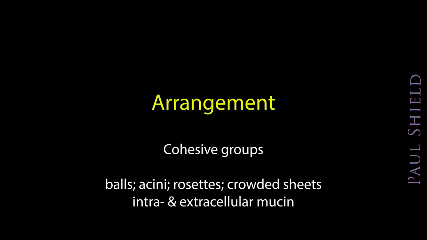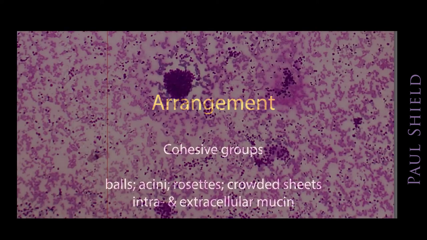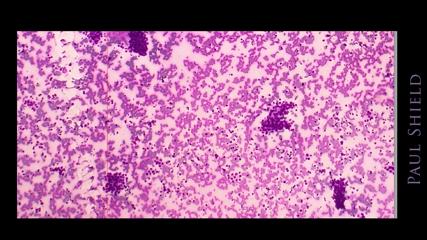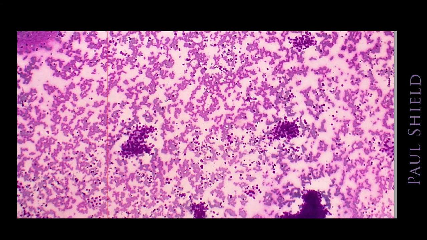starting with arrangement. The classic arrangement of adenocarcinomas is cohesive groups, and they vary from three-dimensional balls to acini or microacini, rosettes, and crowded honeycomb type sheets. In addition, another characteristic feature is mucin, either in vacuoles in the cells or even in the background when there's a well-differentiated tumour.